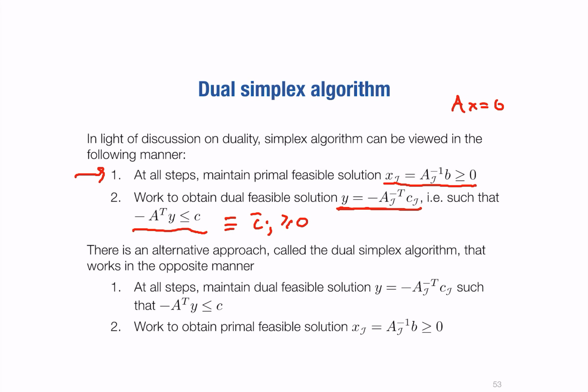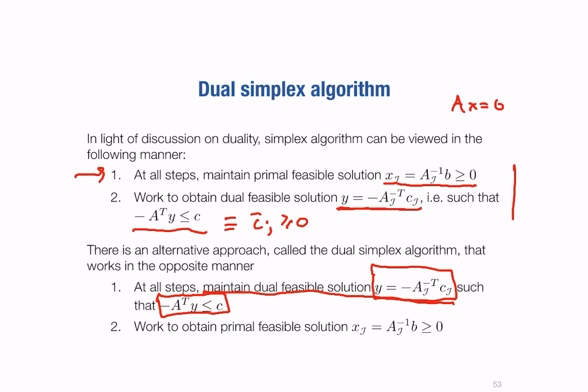Now, there's an alternative approach that mirrors this, sort of the opposite of this thing exactly, where you maintain a dual feasible solution, i.e. you maintain some y always equal to negative A subscript J inverse transpose c subscript J, such that you have this. We'll show in the next slide how you do this. We're not going to derive it exactly, but we'll show how you do this.